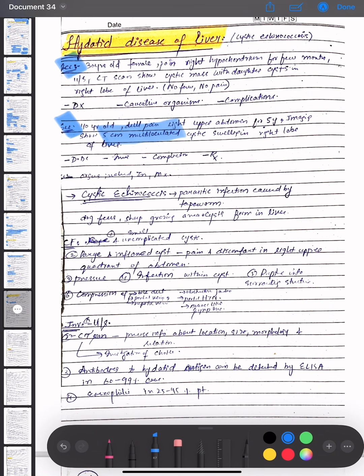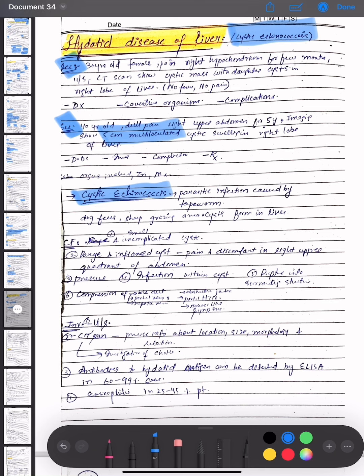Hydatid disease of the liver is also known as cystic echinococcosis, a parasitic infection caused by a tapeworm, from dog feces and sheep grazing areas, with cysts forming in the liver. These substances contain the echinococcus cyst, and this causes hydatid disease of the liver.